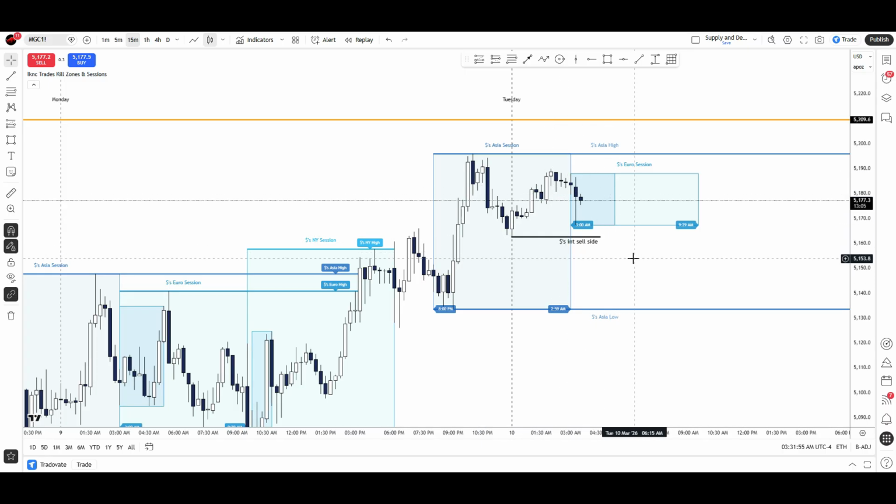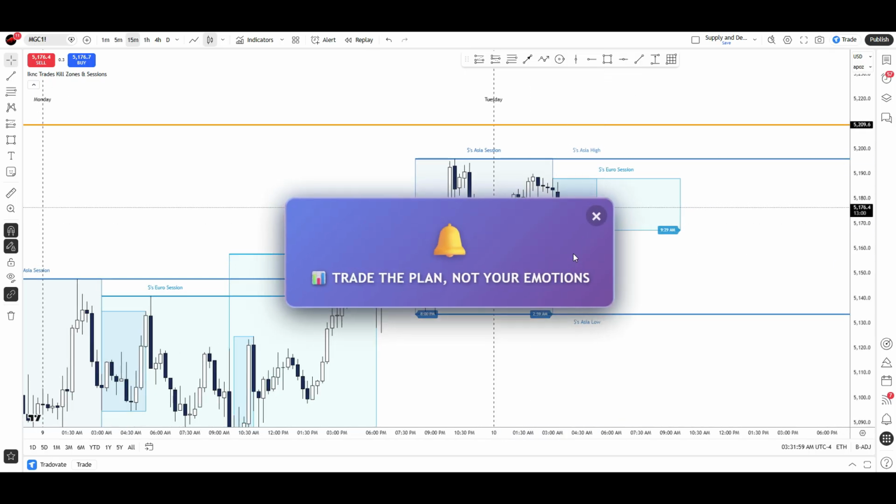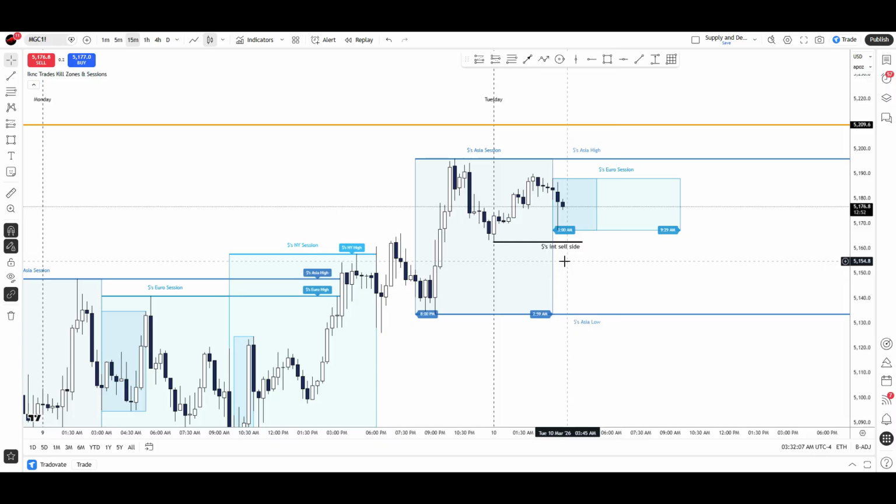So right now I'm just playing the waiting game, and I'll trade it all the way back up to the Asia high, or to where I get a 4-to-1 risk to reward ratio. Okay. So right now it's just a waiting game. Once I get that close on the 15-minute, then I'll drop down to the 1-minute for my entry.